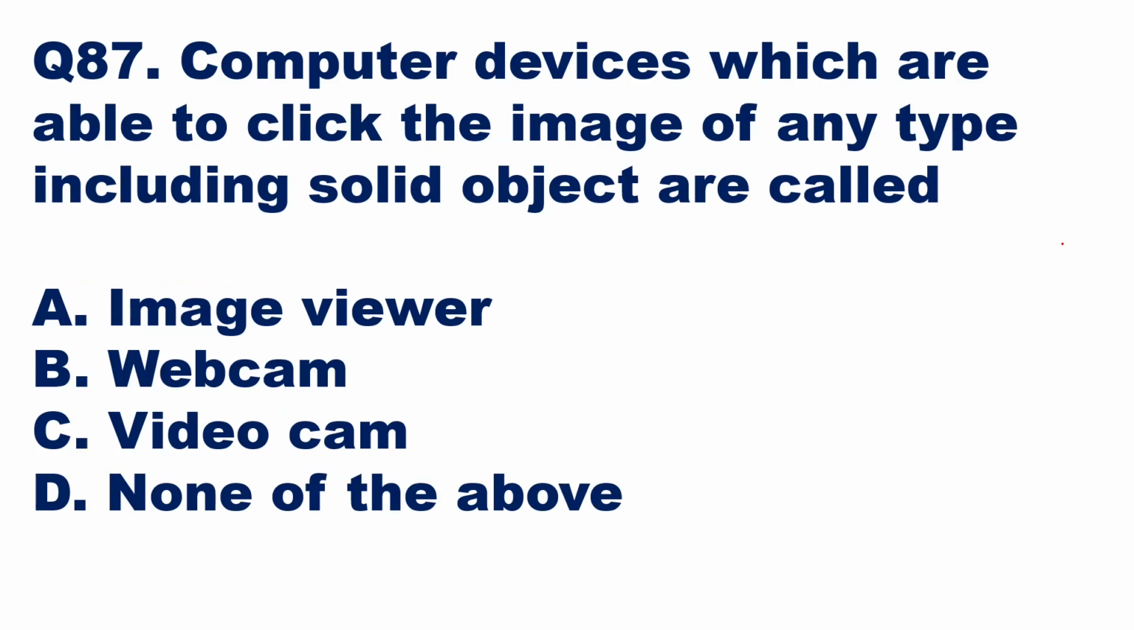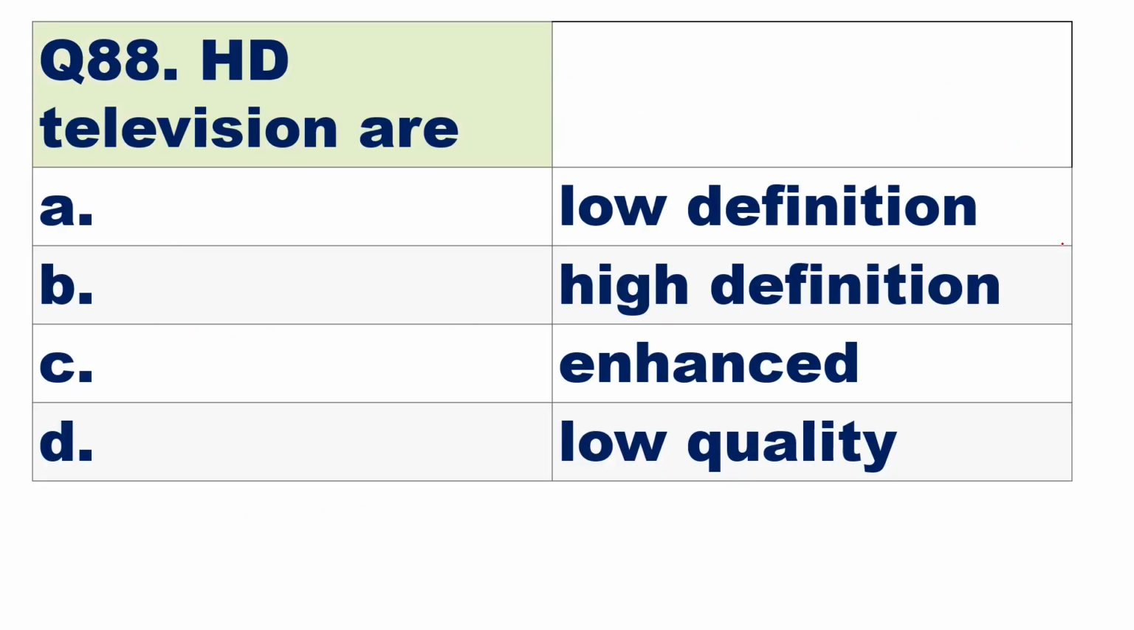Computer devices which are able to click the image of any type, including solid object, are called what? The options are image viewer, web camera, video camera, or none of the above. The computer devices which are able to click the image of any type, including solid object, are video camera as a whole. So option C will be the right answer, video camera. Then we'll go to the next question.